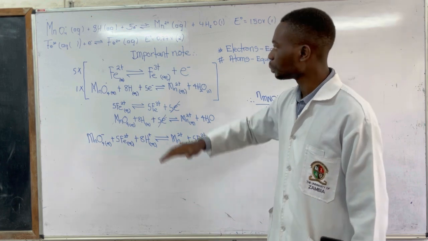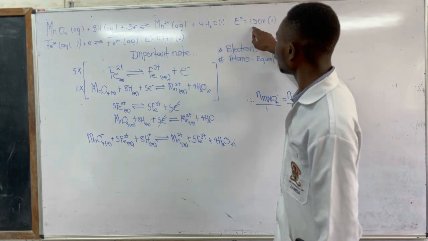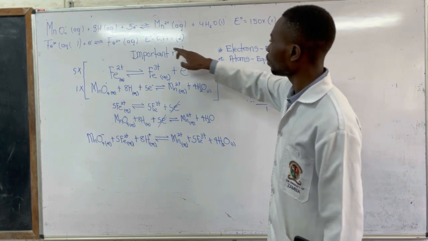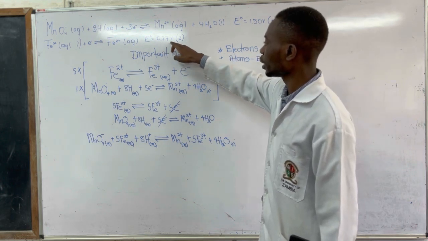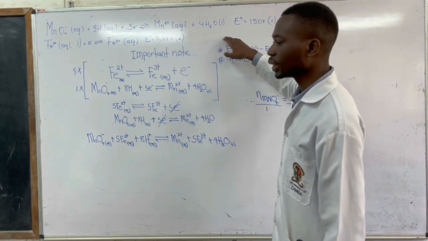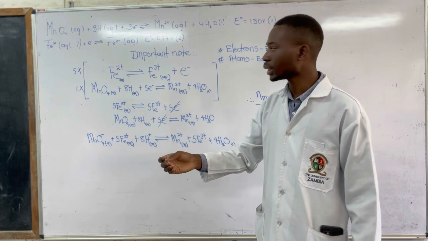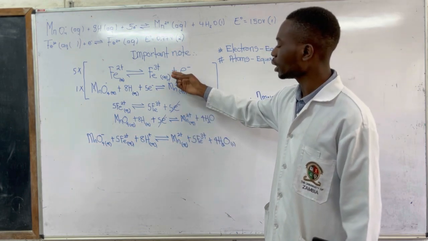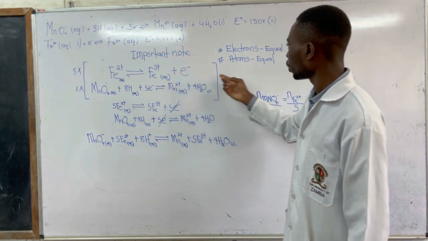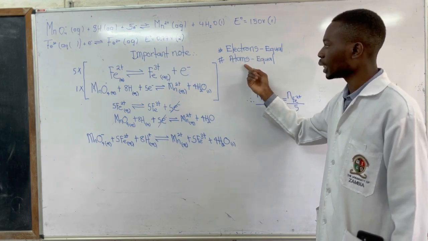So you identify the first value as 1.50 and the second value as 0.77. The smallest figure between the two is 0.77, meaning that we're reversing the second half reaction. And after reversing that, what are we supposed to do? We balance the number of electrons and also balance the number of atoms.